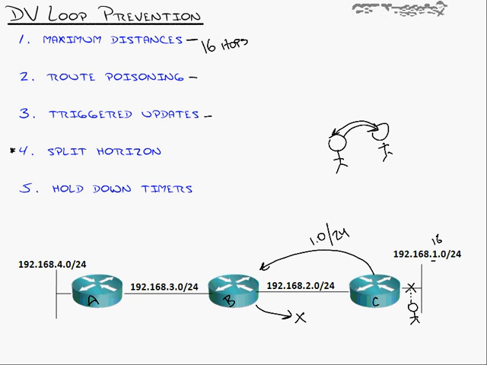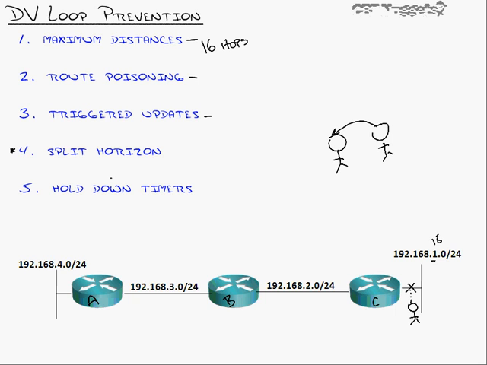Now, you'll see when we get into some of the advanced WAN network diagrams why this can cause some problems, especially in networks like frame relay. But for now, split horizon is definitely a good thing. Last but not least is the hold down timer. Your best and worst friend when it comes to loop prevention.